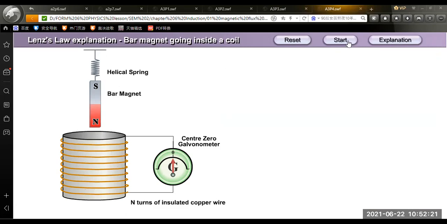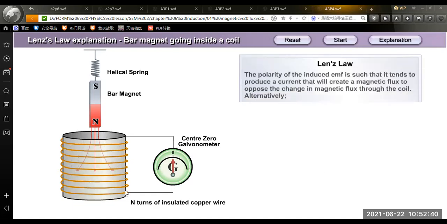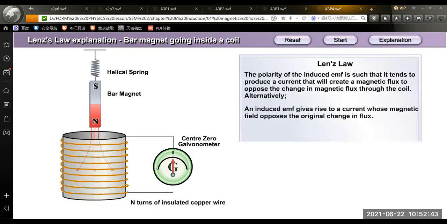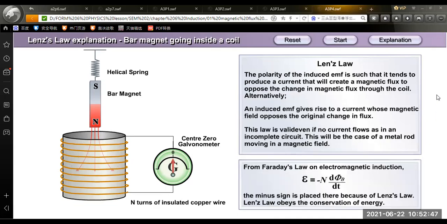law. Now, observe that. Going in and out, the direction of the induced current always changes. So, explanation. Ladies and gentlemen, Lenz's law said that the polarity of the induced EMF is such that it tends to produce a current that will create a magnetic flux to oppose the change in the magnetic flux through the coil. Alternatively, an induced EMF gives rise to a current whose magnetic field opposes the original change in flux.